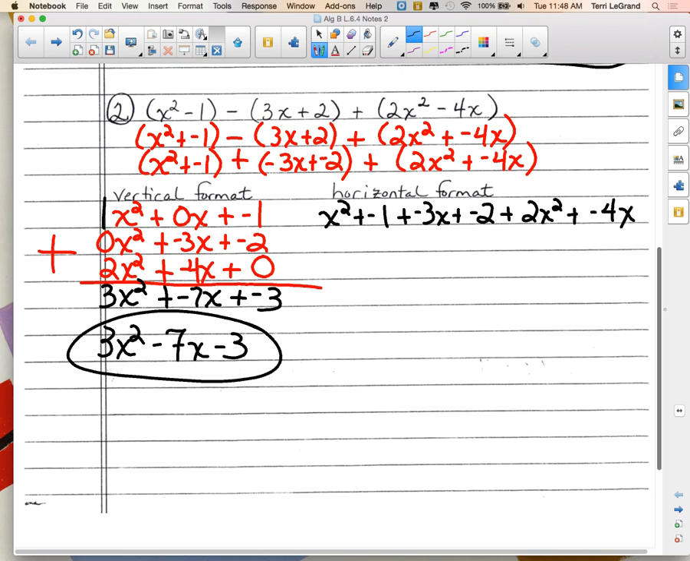Maybe that's why some others like the horizontal better. We don't have to do those crazy placeholders. But if you're using horizontal, you especially need a method to make sure you don't leave any terms out. So first of all, I should have 2, 4, 6 terms. 1, 2, 3, 4, 5, 6 terms. Don't leave any out. That's one of the hazards of horizontal. The next hazard is when you're regrouping it, something happens.